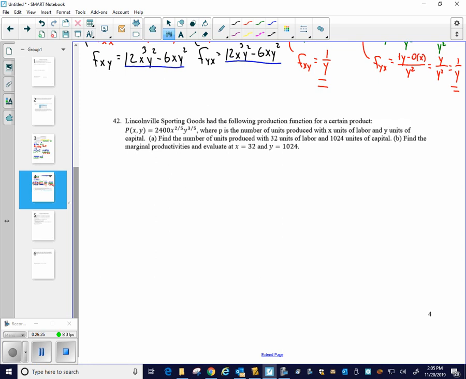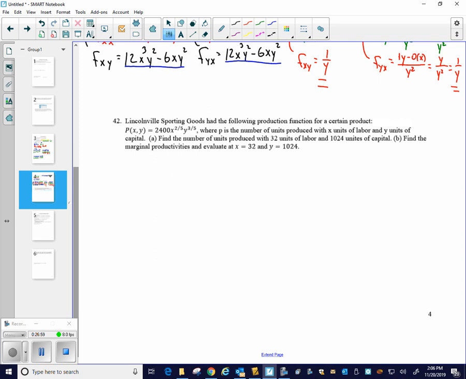It says that P of x,y equals 2400 x to the 2/5, y to the 3/5, where little p is the number of units produced with x units of labor and y units of capital. Find the number of units produced with 32 units of labor and 1024 units of capital. And we also want to find the marginal productivities and evaluate at x equals 32 and y equals 1024.